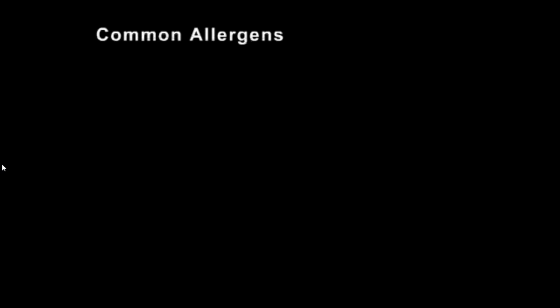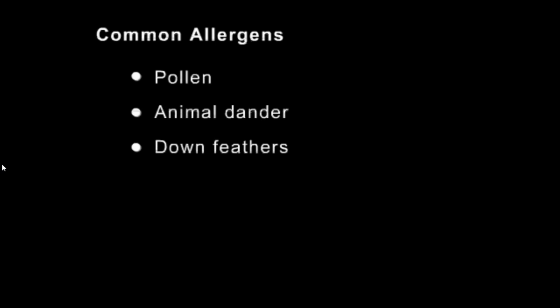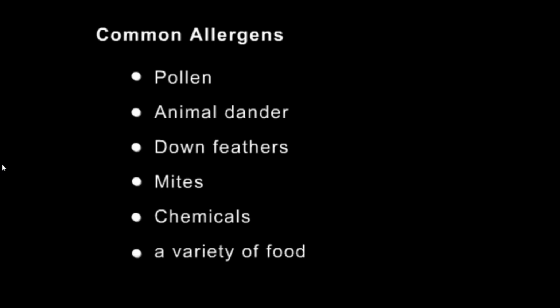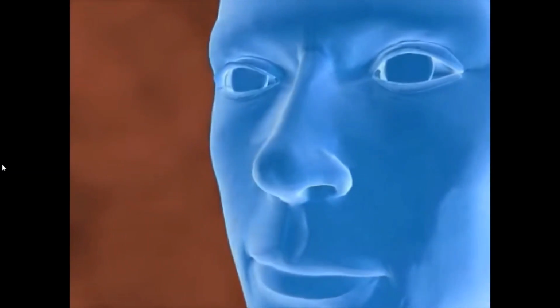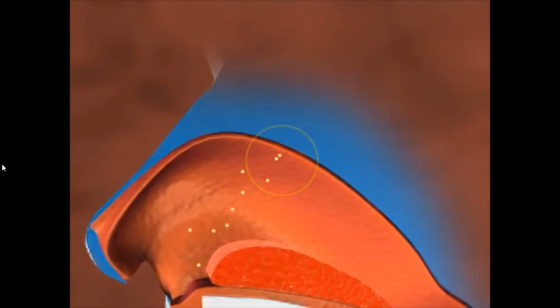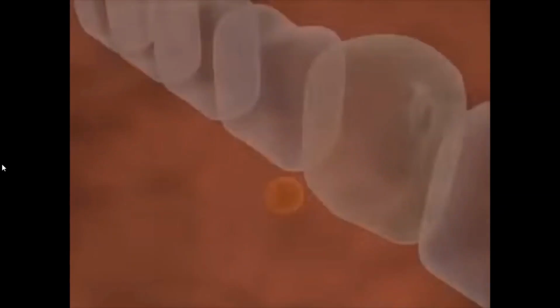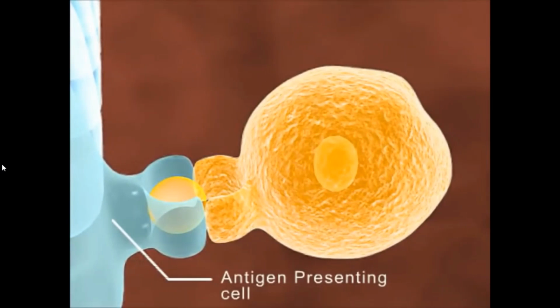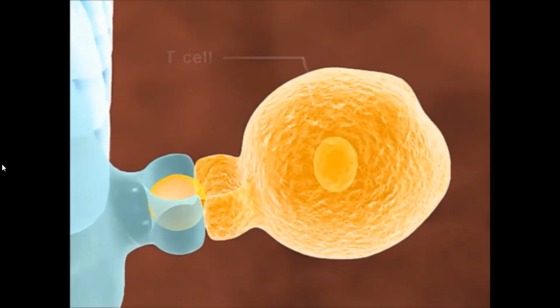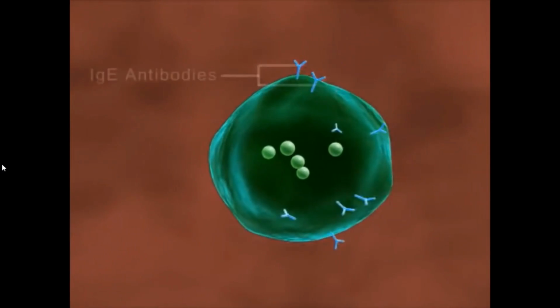An allergy is an overreaction of the immune system to a normally harmless substance called an allergen. Common allergens include pollen, animal dander, down feathers, mites, chemicals, and a variety of foods. On first exposure, the inhaled allergen enters the mucous membrane lining the nasal passages, where it is taken up by the antigen-presenting cell, which presents it to the T cells. These T cells activate the B cells to release IgE antibodies against the allergen. These IgE antibodies sit on the surface of the mast cells.